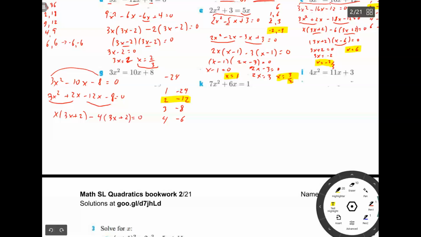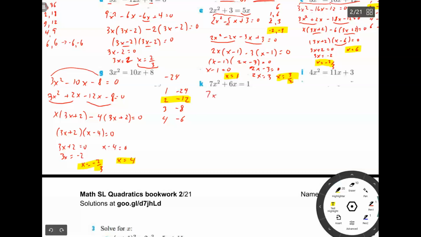Okay, so let me factor out 3x plus 2 from each term. I get 3x plus 2, x minus 4 equals 0. And then I can set each one of these equal to 0. And my solutions are x equals negative 2/3 and x equals 4. Okay. All right, let's do k.